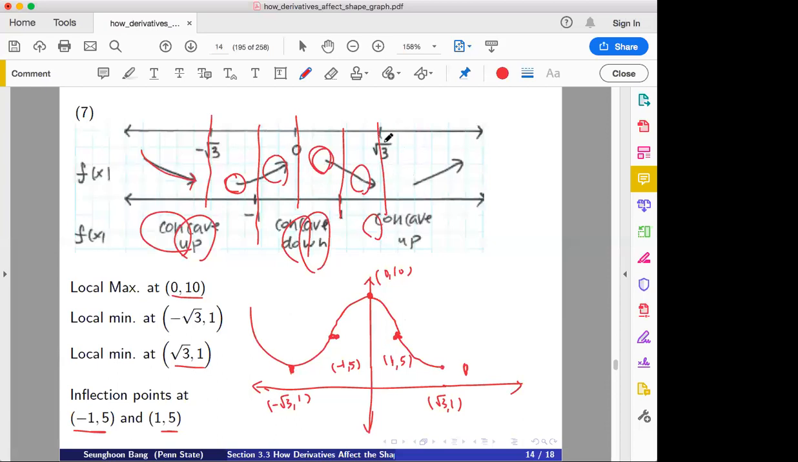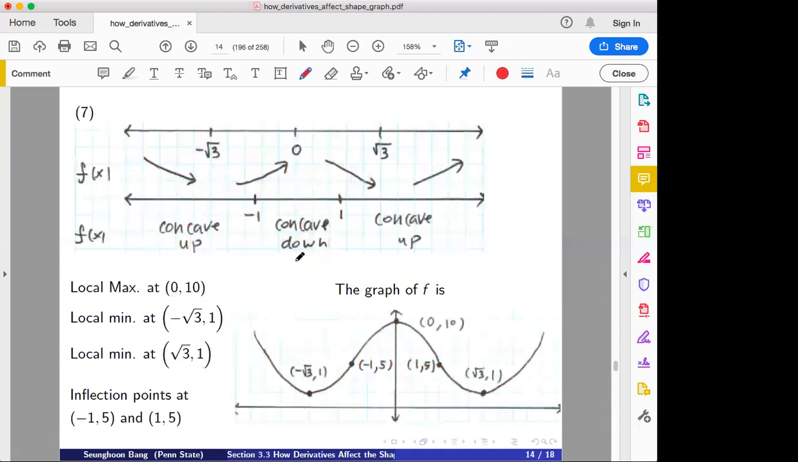The last one, greater than root 3, in this case is increasing concave up. So that's it. This is the whole idea for sketching the graph.